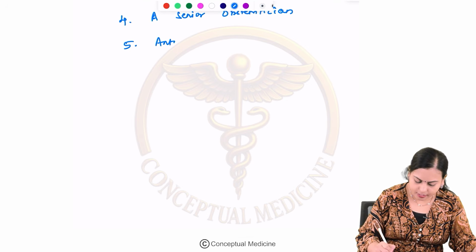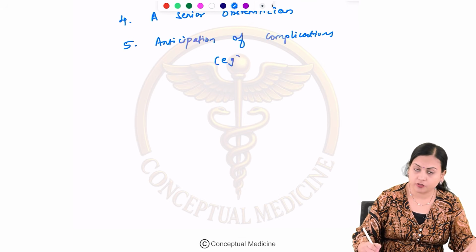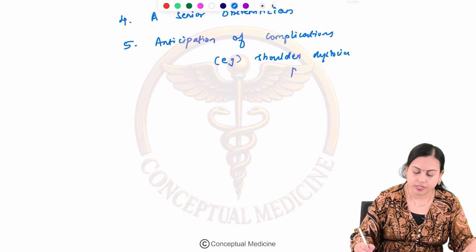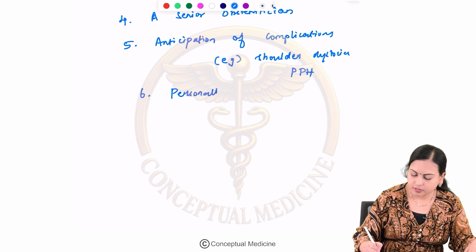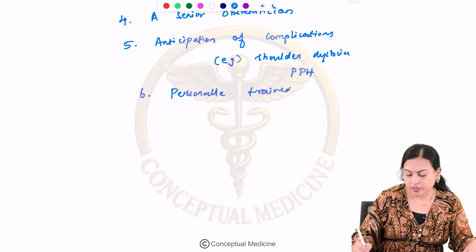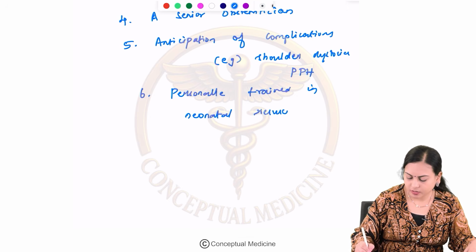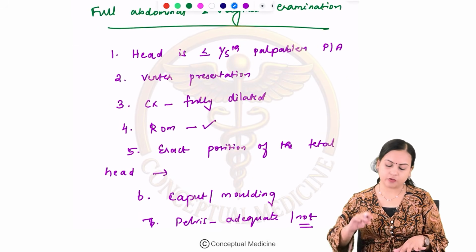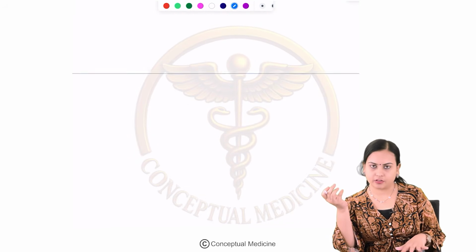And anticipation of complications anytime is necessary. For example, anticipation of shoulder dystocia or postpartum hemorrhage as well. Then personnel that is trained in neonatal resuscitation should also be available by side. Clear? Yes. Now, these are all the ICOG criteria. Okay, how you are doing a full abdominal and vaginal examination, how you are preparing the mother, how you are preparing the staff, etc. Right?